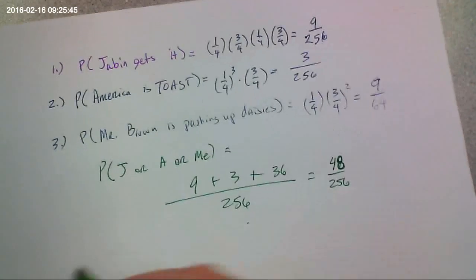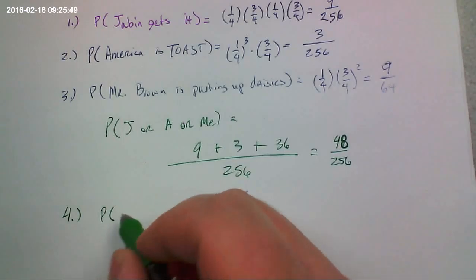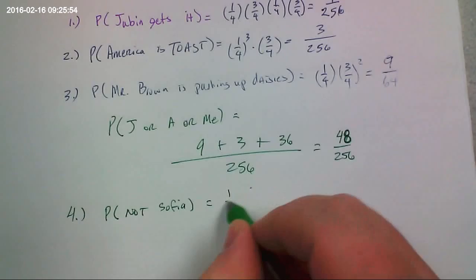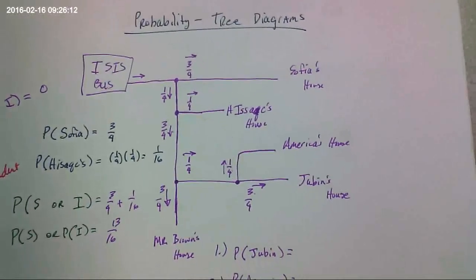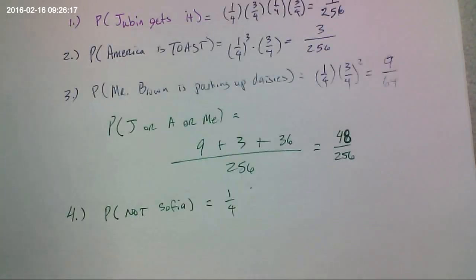Let's see here. Oh, what about number 4? What's the probability that it's not Sophia? 1/4, because it's 3/4 that it is. So it's going to be somebody, right? So 3/4 probability of Sophia, that means there's a 1/4 chance for everybody else. All included. So good? Alright. So you guys understand kind of how these tree diagrams work. They don't always look like this, but it's still the same way.